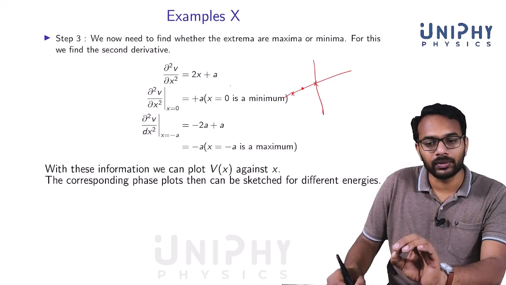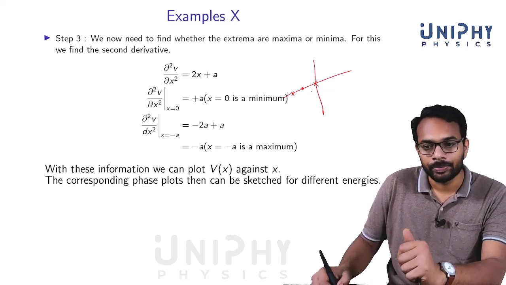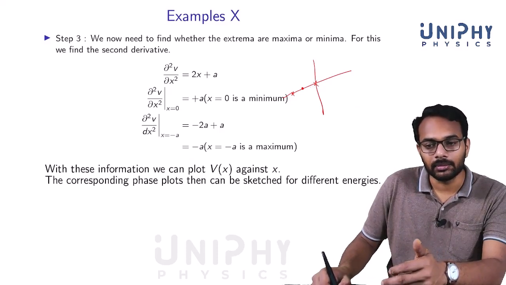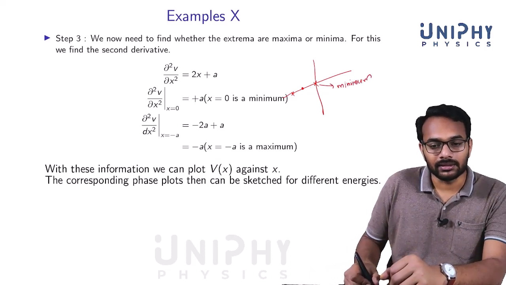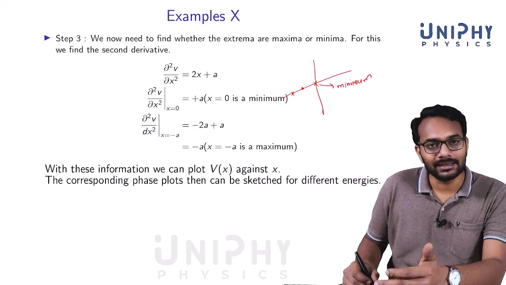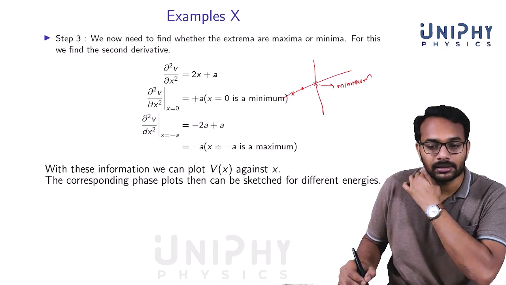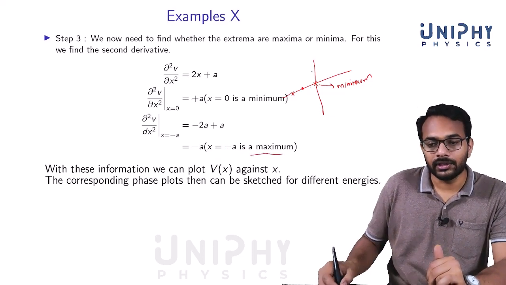One extremum point was x equal to 0. You take 2x plus a at x equal to 0. You see that it's positive, so it's a minimum. So this point is a minimum. There's a minimum here. And similarly, at x equal to minus a, which is another extremum point, which I have marked here, it's a maximum. At x equal to minus a, this is a maximum. So we know that we have got a maximum here.